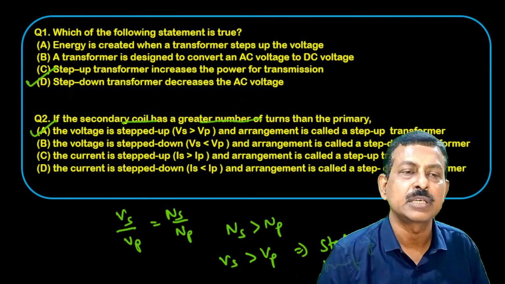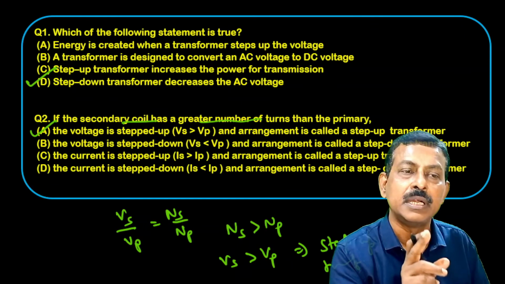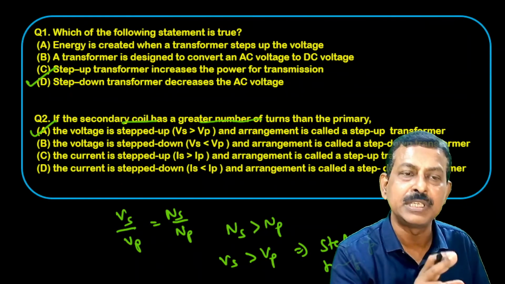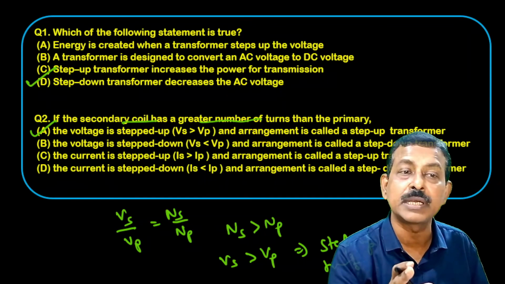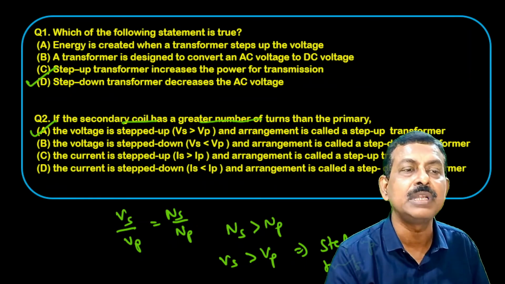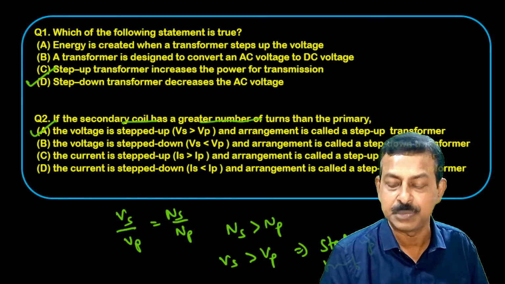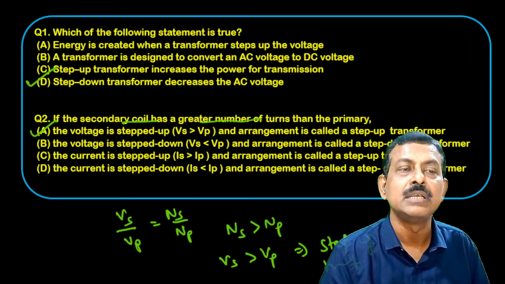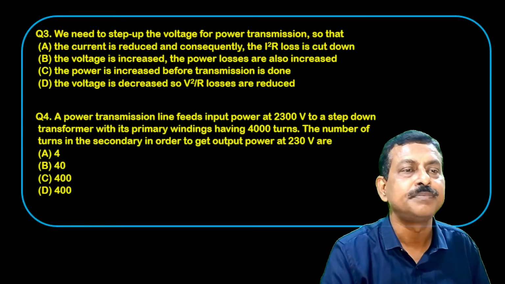This is the correct one. Remember the second one, a step-down transformer will have Vs less than Vp. The arrangement is called a step-down transformer. This is also a correct statement, but not as per the question, because in the question it is given that the secondary coil has a greater number of turns than the primary. So obviously in this particular case, the first one is the correct option. Let's now take the next question.